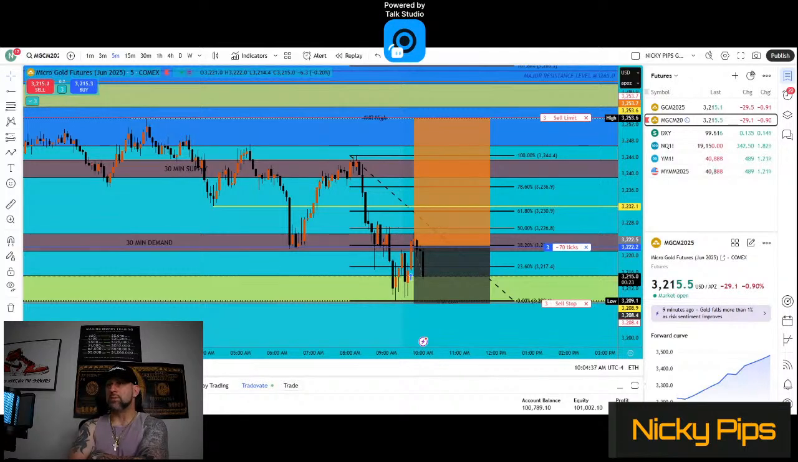All right, got 25 seconds, so this 5-minute candle closes. So we got 10 seconds. So we got to see if it's going to print bearish and go back up.